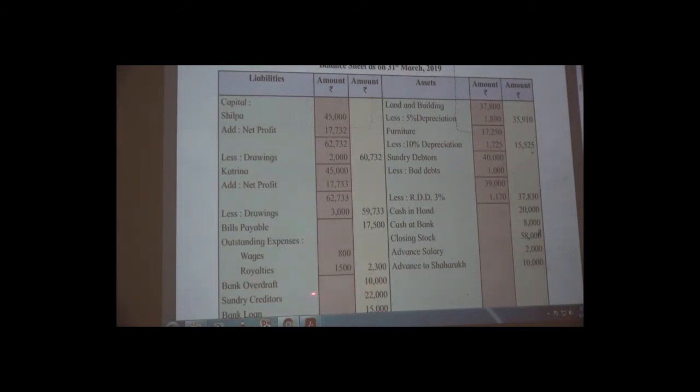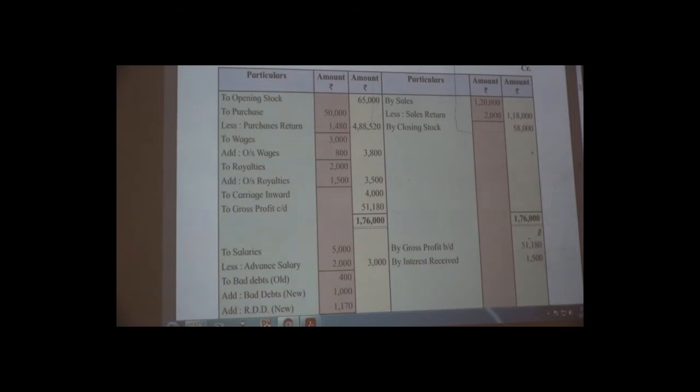Next, purchase return. Now for purchase return, what will we have to do? Just now we have deducted sales return from sales. Similarly, we will have to deduct purchase return from purchases. So here is the amount of purchases, 50,000. Deduct purchase return of rupees 1,480. The net amount of purchases will be shown in the outer column, that is 4,88,520. So this is what we have done. We have deducted purchase return from purchases.